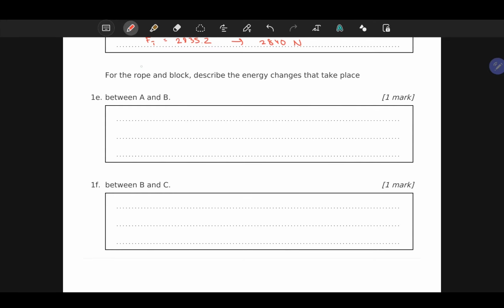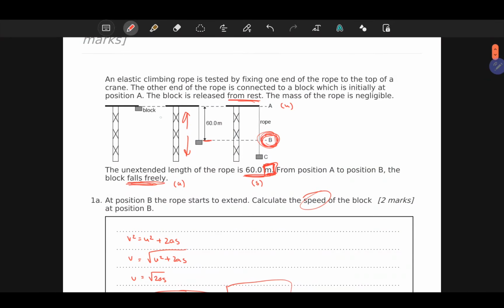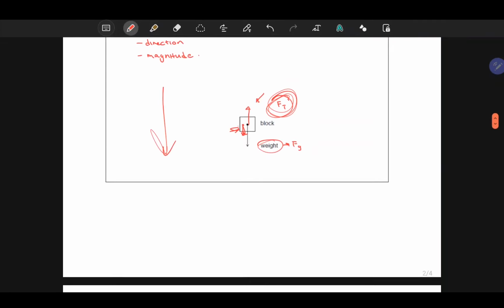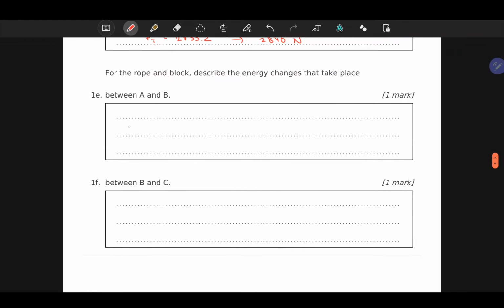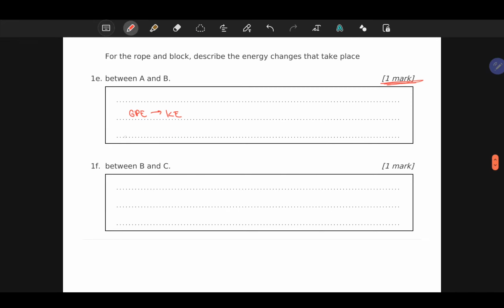So we're looking at the energy changes that take place between A and B. Let's look back at the diagram. We know that from A to B, it's initially at rest, so there's gravitational potential energy, right? And it's going down in motion, transferring all that gravitational potential energy into kinetic energy. So we can say that from A to B, the gravitational potential energy of the block is going to the kinetic energy of the block. And this question is 1 mark worth, so that should be enough.